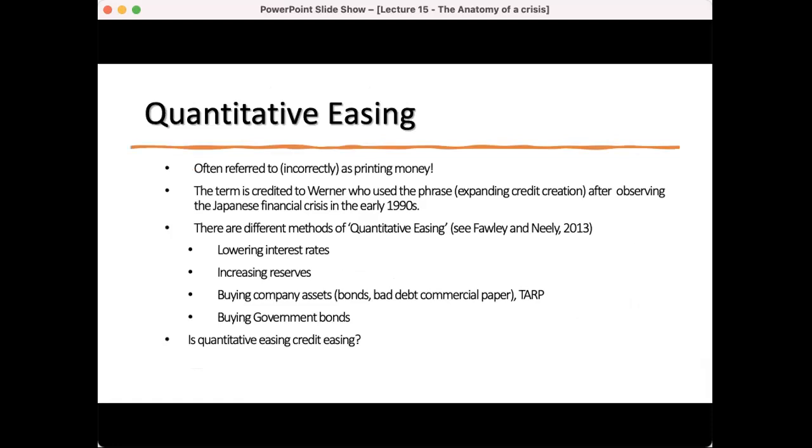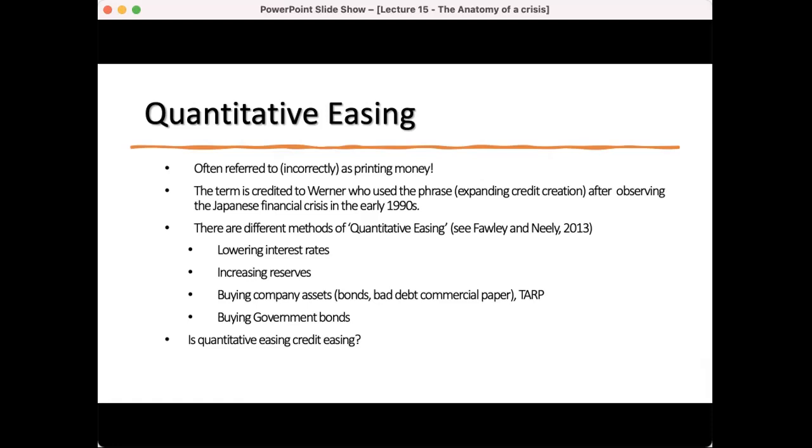So quantitative easing then, what is it? And you can go and look at the Fawley and Neely paper, which is on Reading Lists Online. It goes into an awful lot of detail, but I know that students get quite excited about this as a study, and that's fine. If you want to read it, it's there for you to go away and read it. You don't need to know that, okay? So I'll go through it and outline just what I think that you really ought to be aware of.